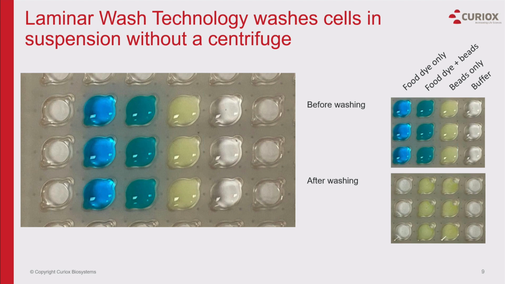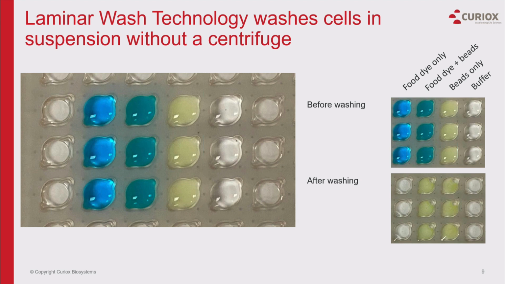The second row over, that's kind of an aqua color, that's a combination of food dye and beads. So the beads are yellow, that would be equivalent to cells. The next row over that's yellow is beads only, which would be cells themselves. And then the last row is the clear row that contains buffer. So after washing, you can see that the blue food dye has been removed, which means that the debris and the antibodies have been removed, leaving behind the yellow, which are the beads, which would be your model system for your cells.